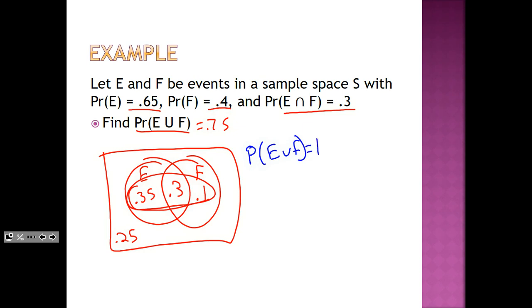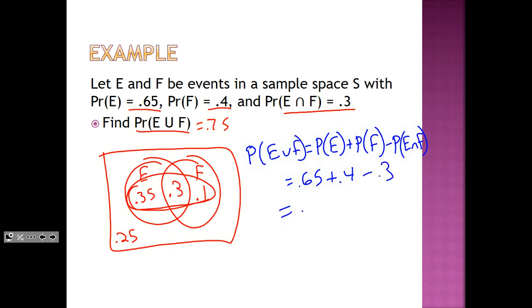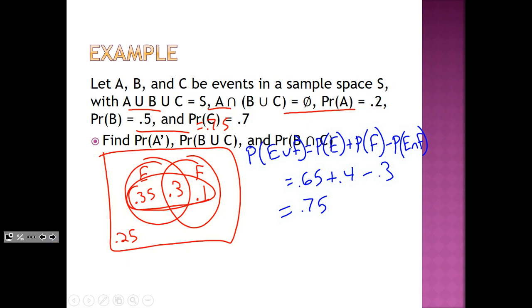If you wanted to use the formula, remember that's just the probability of E plus the probability of F minus the probability of the intersection. So E is 0.65, F is 0.4, the intersection is 0.3, which also gives you 0.75. All right, so you have two options there.